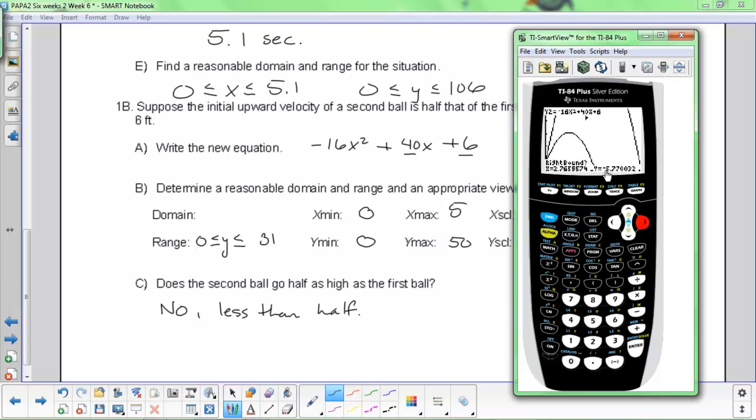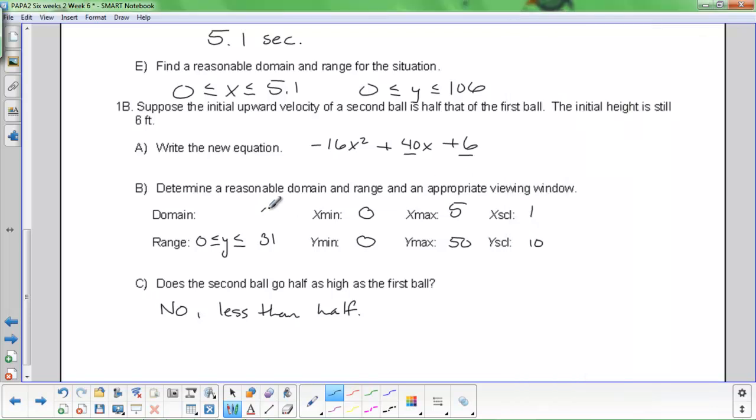Left boundary, drop below. I know it's below because that's a negative. Right boundary, enter. It crosses at 2.64, so that means my domain will end at 2.64, less than or equal to x, which is less than or equal to 0.